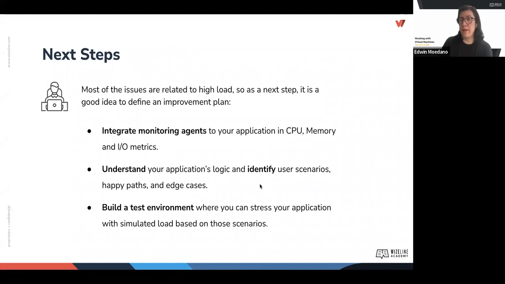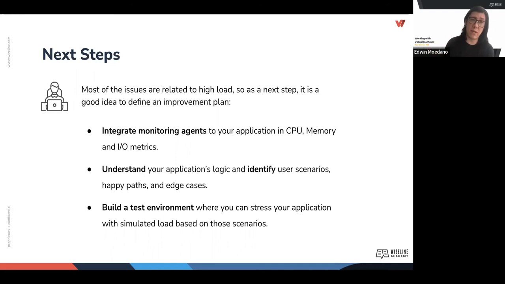Most of these issues are related to high load, mostly high load and maybe integration, but in my experience, high load is always there, and we need to do something about that. So the next step is a good idea to define an improvement plan for the high load, like integrate monitoring agents to your application for CPU, memory, and metrics.